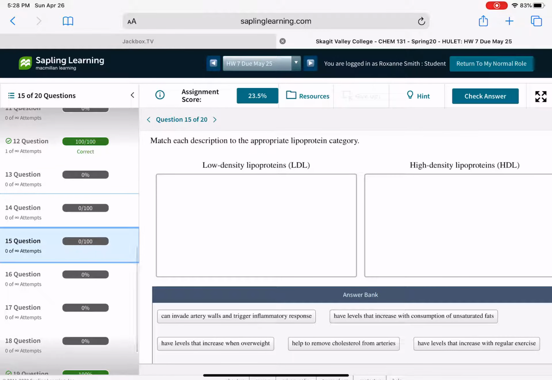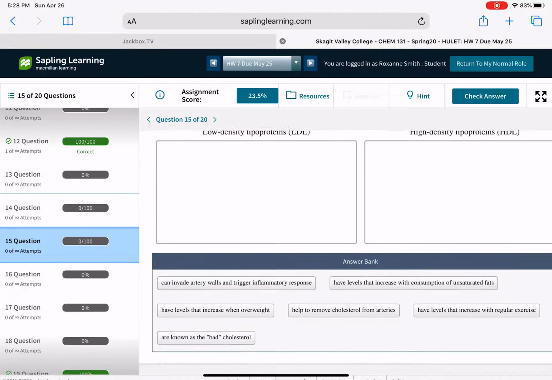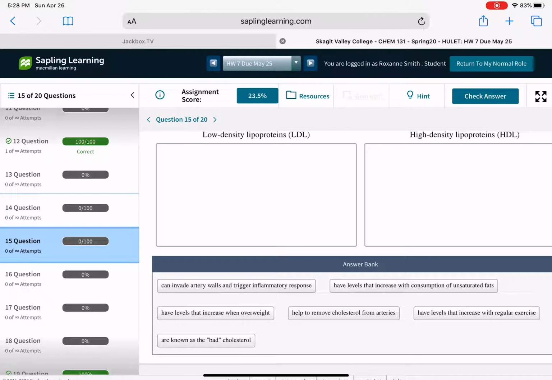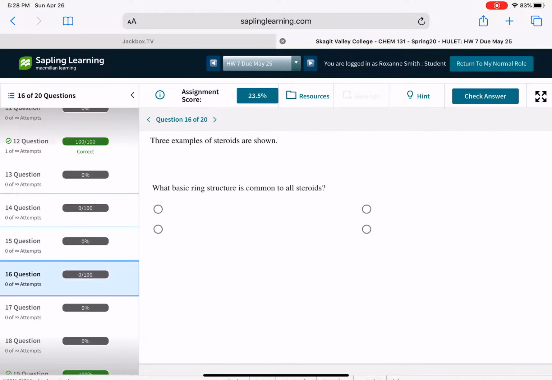Question 15, more about HDLs and LDLs. We didn't really talk about the relationship between weight, being overweight, and also exercise, and increasing consumption of unsaturated fats, but I'm guessing that you can probably rationalize that just by looking at good versus bad. Our nicknames, the good one and the bad one. You can figure those ones out.